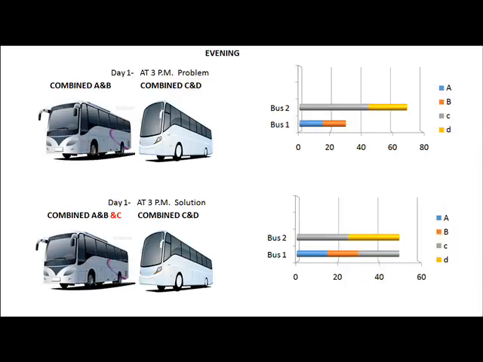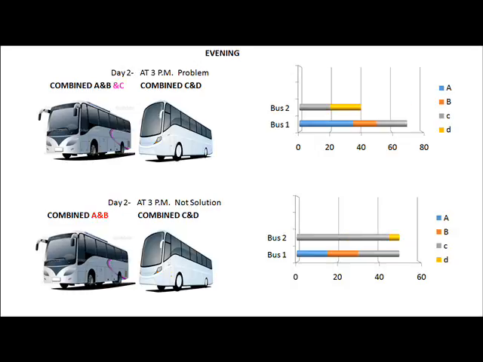On day 1, at 3 p.m., if bus 1's coverage strength is 30, where A is said to have 15 students and B is said to have 15 students, and bus 2's coverage area of C and D has strength 70, the solution is to pick 20 of C from bus 2 and allocate them to bus 1. For the current situation, the problem may seem to be solved.